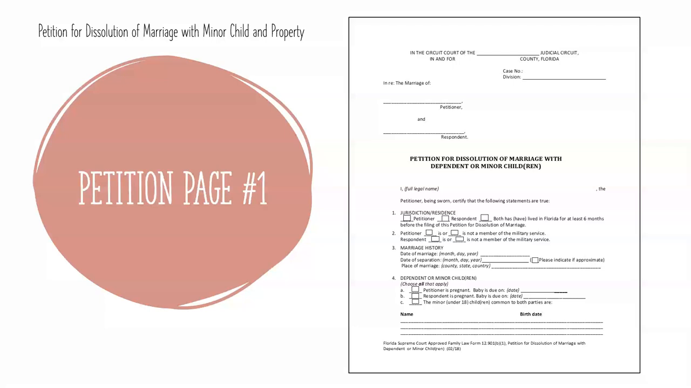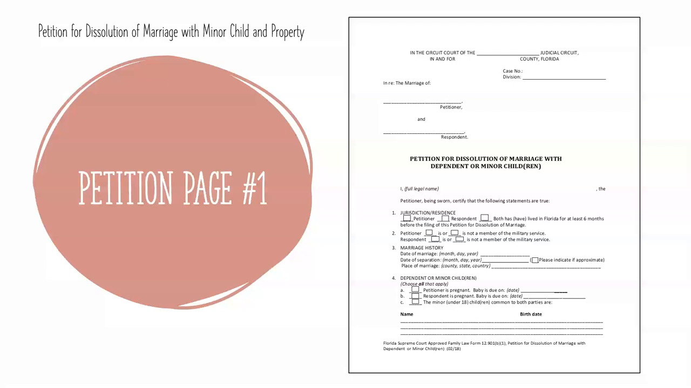5. Paragraph 3, marriage history. Provide details about your marriage, including the date of marriage, the date of separation, and the location of the marriage: state, county, and country. Check the box if the date provided is approximate.